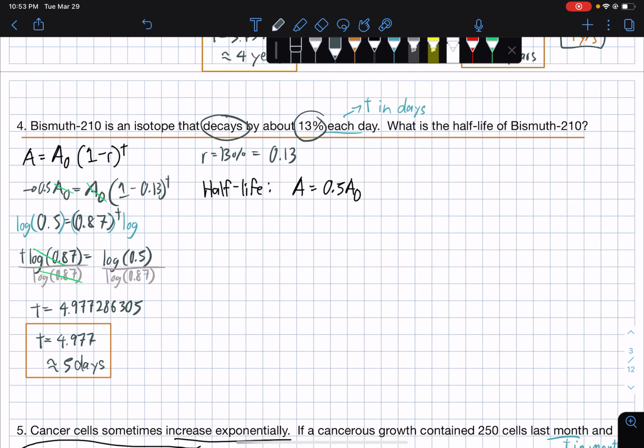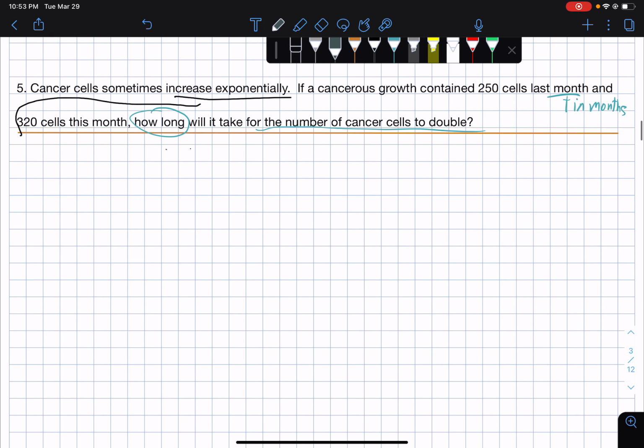This is the half-life. For number 5, cancer cells sometimes increase exponentially. So let's take note of the word exponentially. Maybe this could relate to exponential growth that has the formula A is equal to AO e raised to kt. If a cancerous growth contained 250 cells last month and 320 cells this month, how long will it take for the number of cancer cells to double?